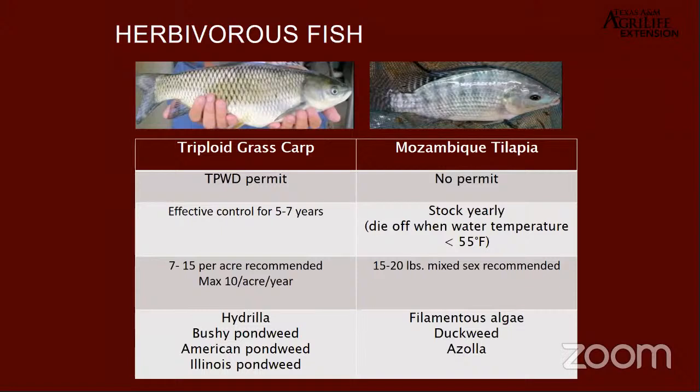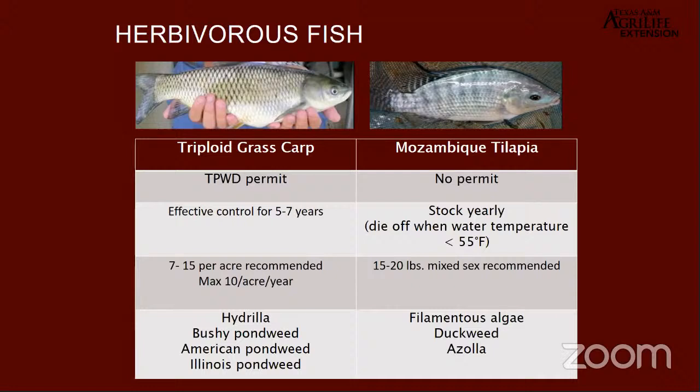Looking on the right-hand side, we have our Mozambique tilapia. These do not require a permit, but they have to be Mozambique tilapia. Any other species you're not going to be able to get in a pond system. You will have to stock them yearly because they actually die off when the water temperature is less than 55 degrees Fahrenheit. If we have a mild winter, they may last 2 to 3 years, but just be expected to stock them every year. And usually it's recommended to stock them at about 15 to 20 pounds of mixed sex tilapia.